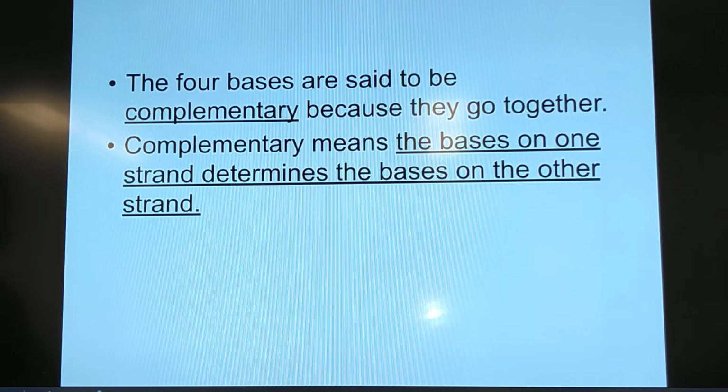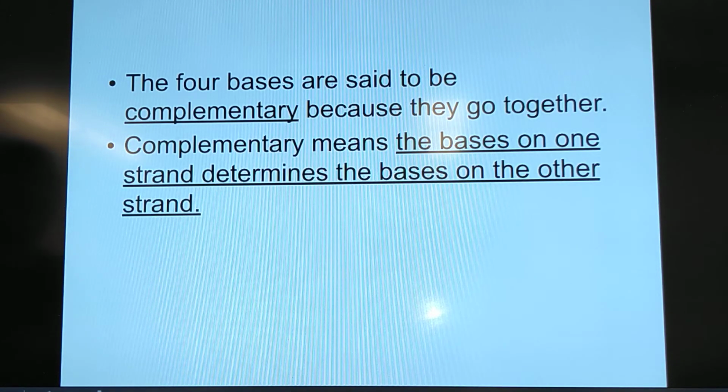Okay. So the four bases are said to be complementary because they go together. Complementary means the bases on one strand determine the bases on the other strand. So our DNA template that we're going to use to make our complementary strand, those bases, if it's an adenine, it's going to make it be a thymine on the other side. If it's a cytosine, it's going to make it be a guanine on the other side. If it's a guanine, it's going to make it be a cytosine on the other side. It's going to determine what happens on that other side.